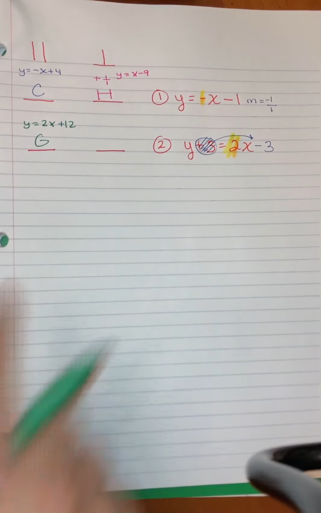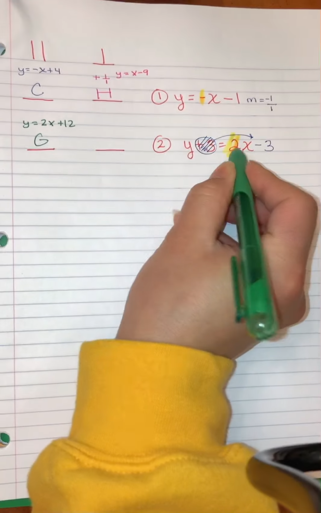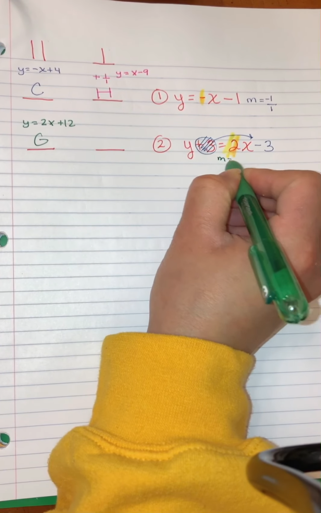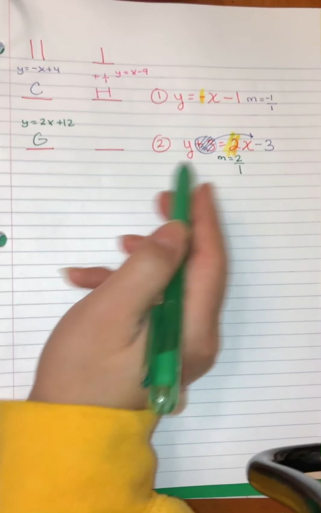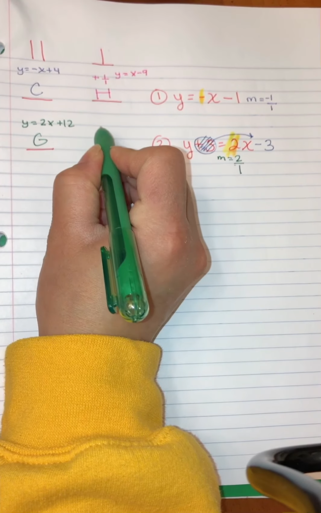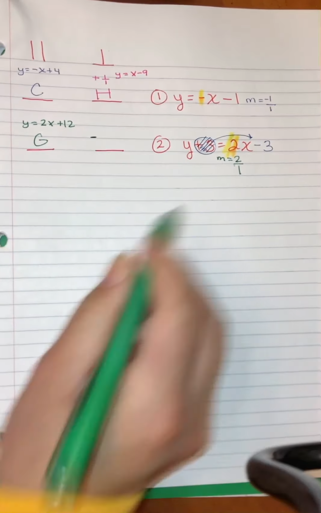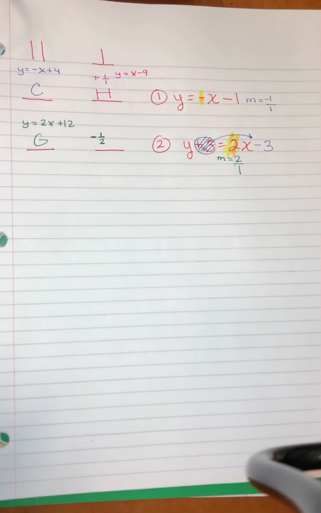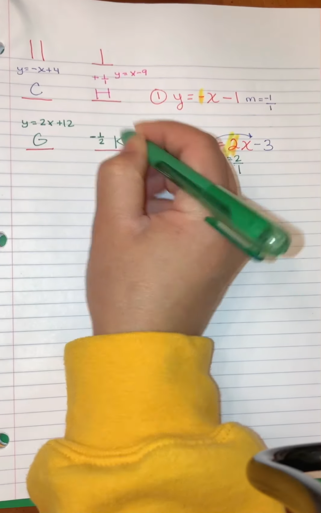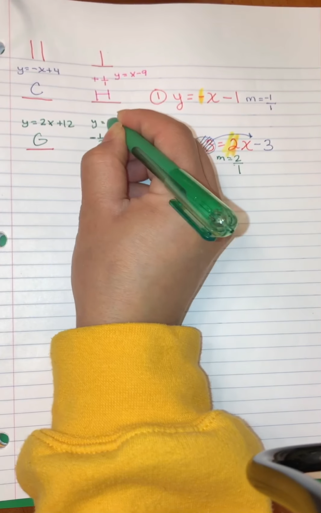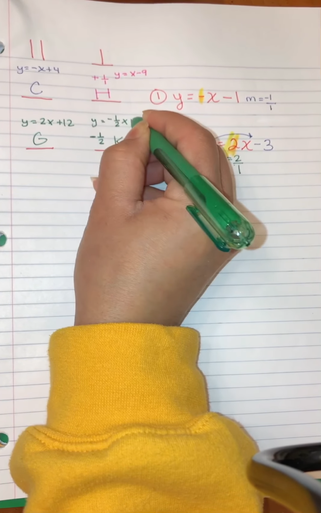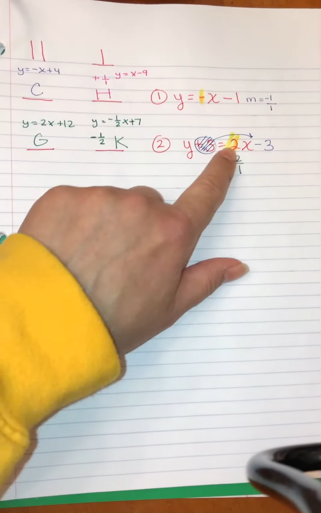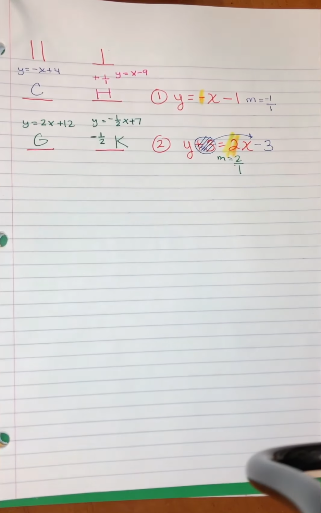Perpendicular means I have to take this number. Remember, this number is 2/1. I have to change the sign, so I need to make it negative, and flip my numbers. So that's the slope I want my equation to have in order for them to be perpendicular. If I look down at my answer choices, it's going to be letter K, because letter K says y equals -1/2 x plus 7. So opposite reciprocals will make it perpendicular.